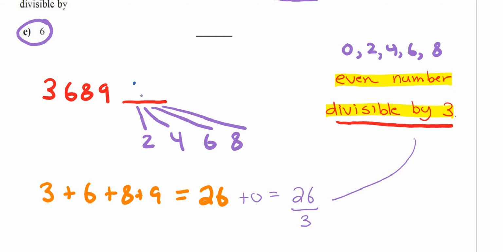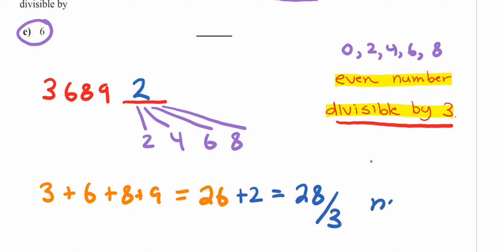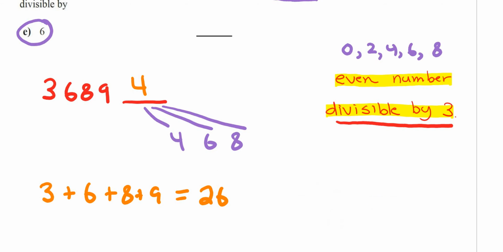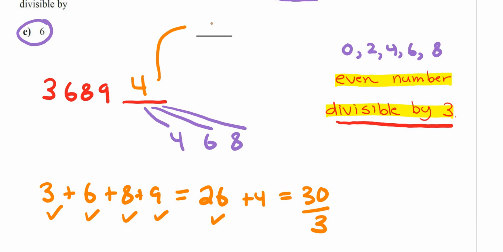What happens if I plug in the number 2 there? If I plug in 2, then I just need to add 2 to this number here. So 26 plus 2 is going to be 28. Is 28 divisible by 3? That's a no, so this digit can't be 2. All right, let's try 4 now. I believe this is going to work, because if I have 3, 6, 8, and 9, that equals 26. If I add 4 to that, that gives me 30, and 30 is definitely divisible by 3. So the last number here should be a 4.